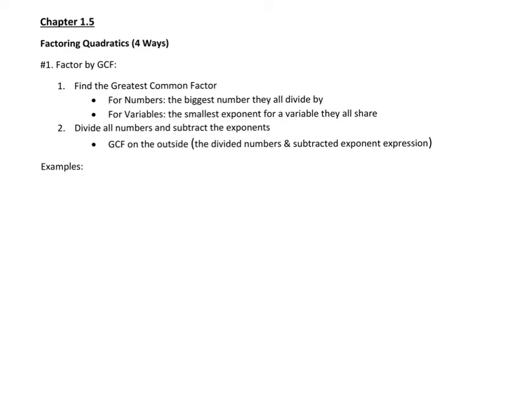Let's say we had something pretty simple here, 15x plus 20. So when we say the greatest common factor, we're going to look at our 15 and our 20 and say, okay, is there any number that could divide into both of those? The first number I'm thinking of is 5, because 15 can divide by 5 and so can 20. So 5 is what our GCF, or our greatest common factor, is going to be.